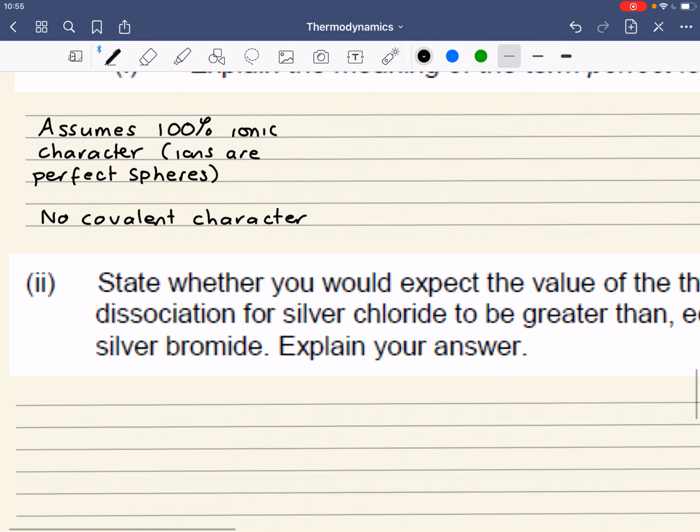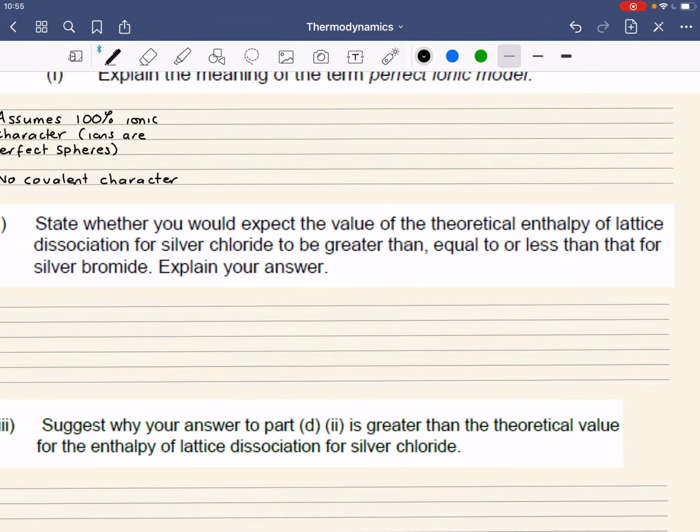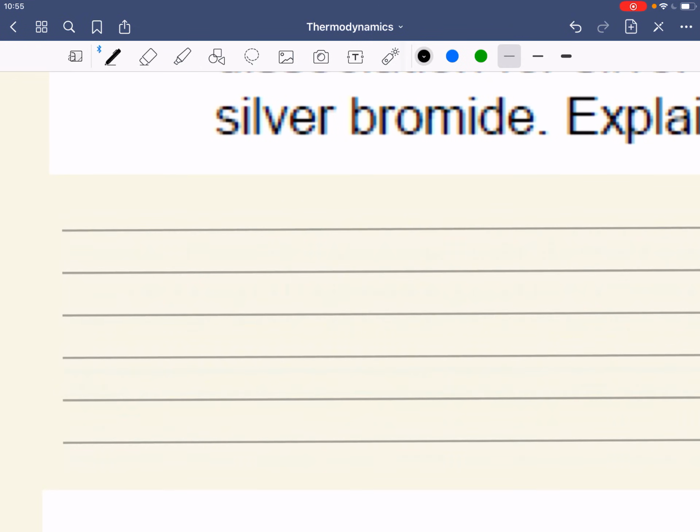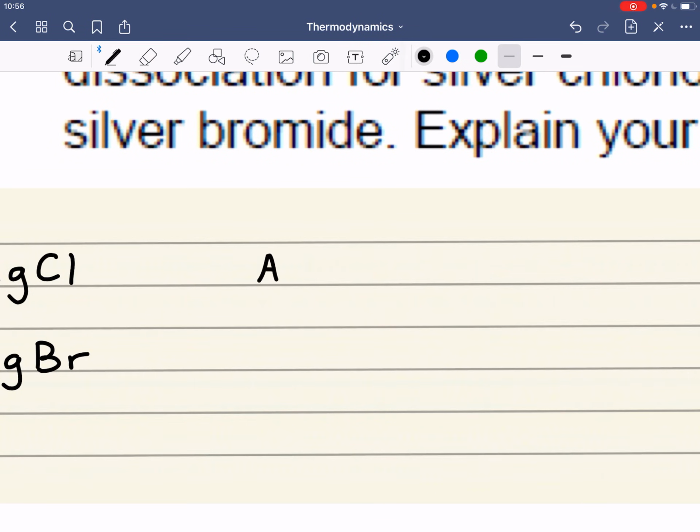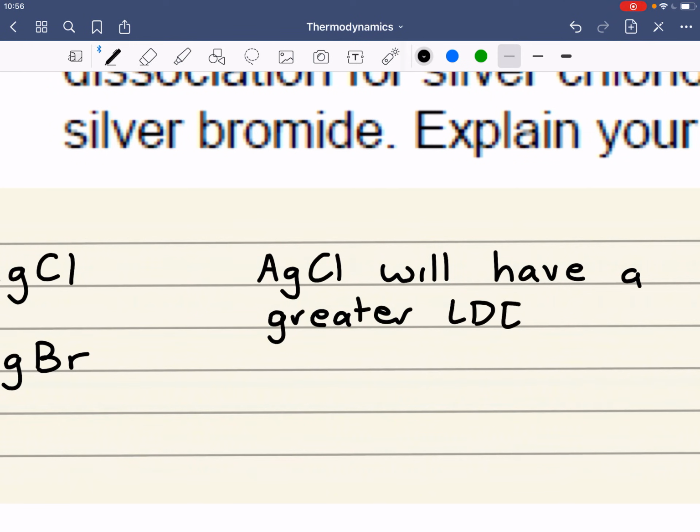Any of those would be absolutely fine. It then says, state whether you would expect the value of the theoretical enthalpy of lattice dissociation for silver chloride to be greater than, equal, or less than that of silver bromide. So what we're comparing then is the lattice dissociation enthalpy of these two. And again, in the Born-Haber cycle video, we said that as the size of the ion increases, the magnitude of the lattice dissociation enthalpy will decrease. So you would say then that the AgCl will have a greater lattice dissociation enthalpy than AgBr.